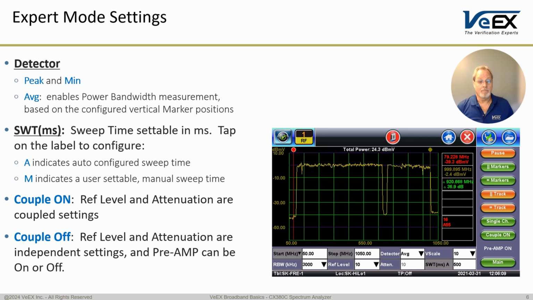When the couple on button is set, the reference level and the attenuation are coupled together. Based on the reference level, the attenuation will be set automatically. When the couple off button is set, the user can set the reference level and the attenuation level independently. Also, the preamp button now can be turned on or off.